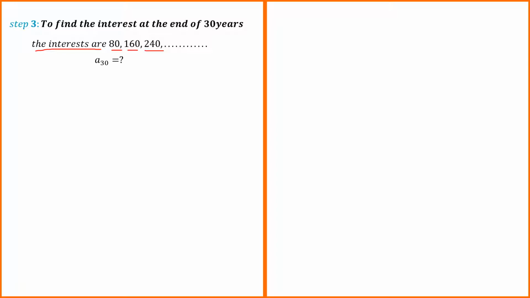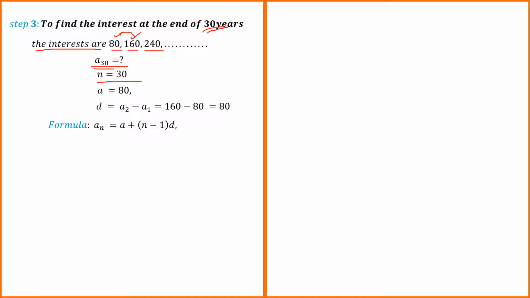So coming here, to find the interest at the end of 30 years, the interests are 80 for the first year, for 2 years, for 3 years. Then we want A30, because for 30 years the value of N is going to be 30. The value of A is 80, and the value of D is 160 minus 80, that is 80. And the formula, as we know, is A plus N minus 1 into D. Shall we substitute the values accordingly?